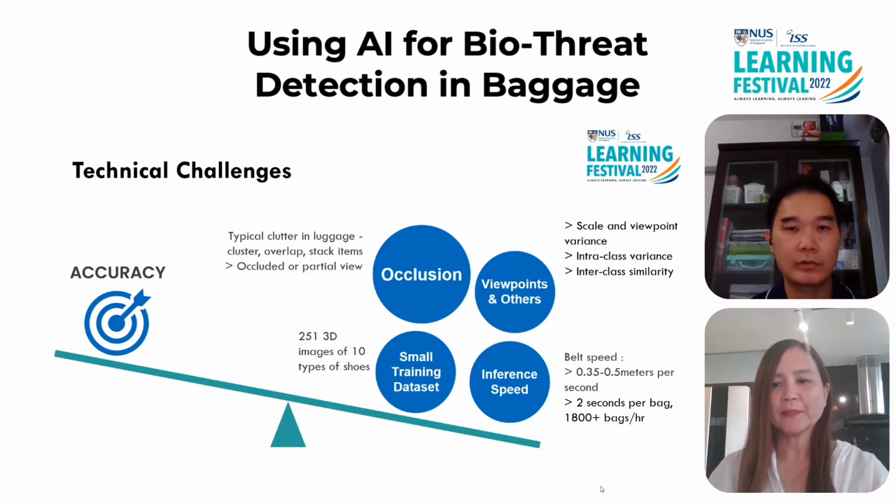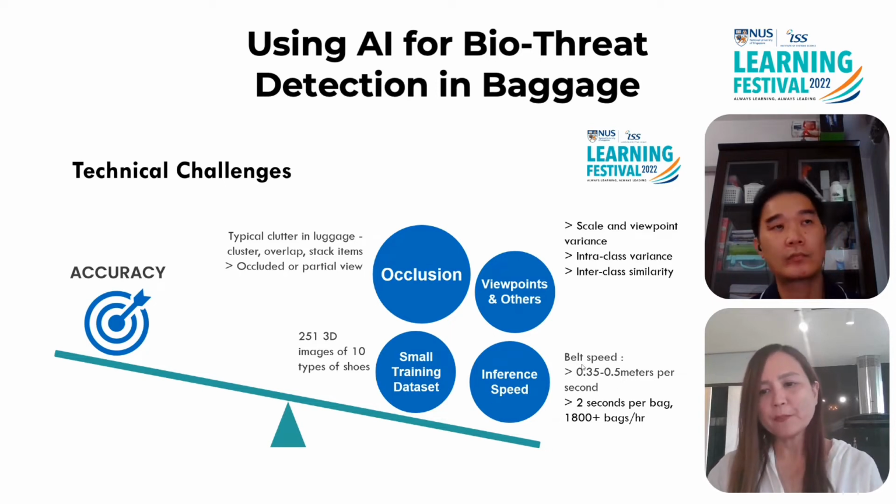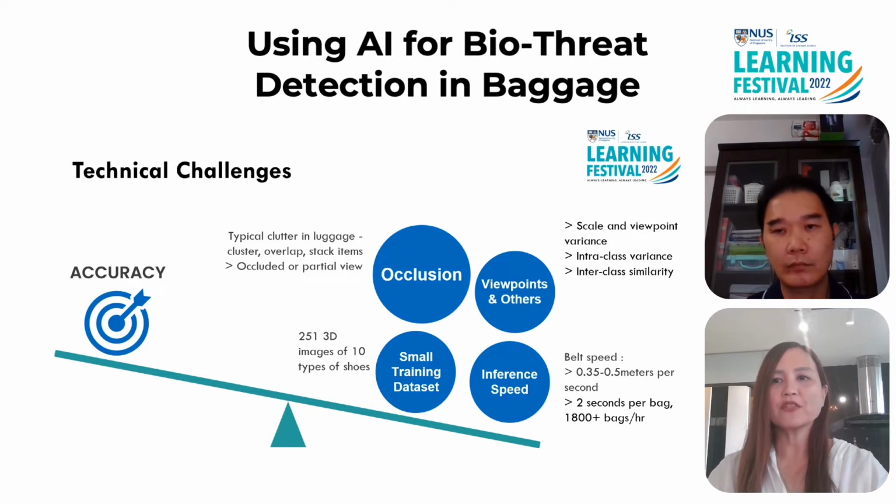If you look at the last part, which is also the biggest one that we have here, the belt speed. If you put a bag on and it goes through checking, the typical speed of the belt is 0.35 to 0.5 meters per second. It means that for the Rapiscan 110 that you see there, it can process 1,800 bags per hour. Every bag, 2 seconds. This is the amount of time we have to infer. We have to send the data, infer it, come back and say, okay, this is okay and this is not okay. So imagine that for all of these.